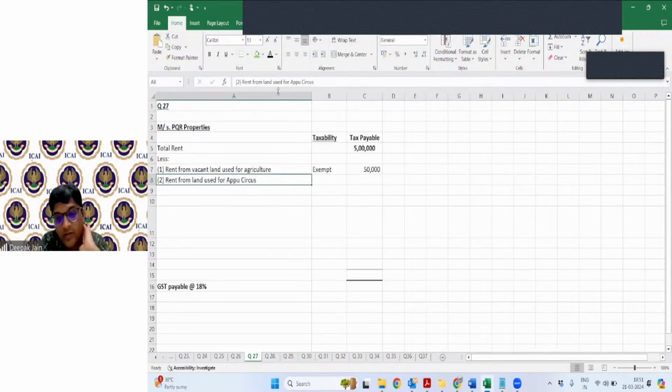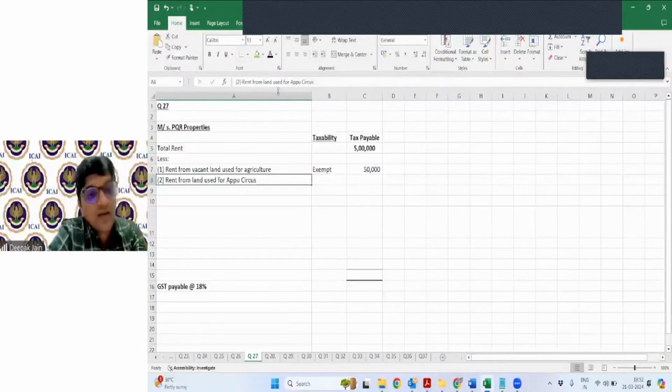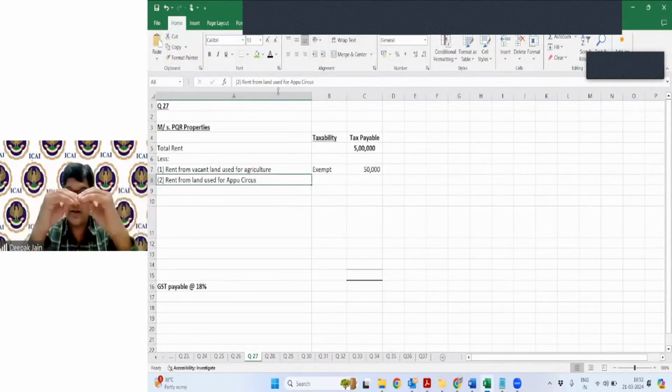Mayur, you're right. We will calculate first the GST liability, then the ITC available, and then utilization. So in this question you have to be very careful because, unlike the previous question, it is not directly that if it is taxable you're adding, and if it is exempted you're not including it. Here, if it is exempted, then you are reducing it because 5 lakh is the total rent.